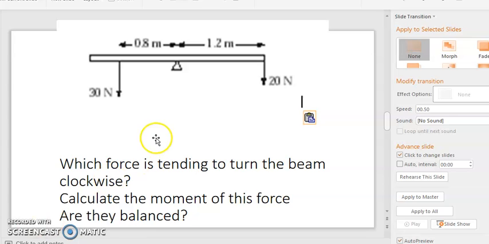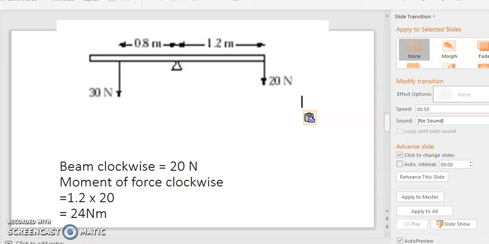Let's look at another question. This is also a question on calculation of moment of force. If you look at this diagram, the question asks which force is tending to turn the beam clockwise. The force turning the beam clockwise is the 20 N. Calculate the moment of this force. The moment of this force is 1.2 times 20 N, so the moment of force clockwise is 1.2 times 20, which gives you 24 Newton meters.